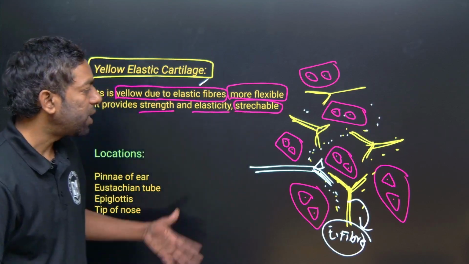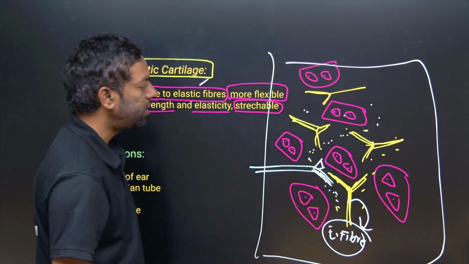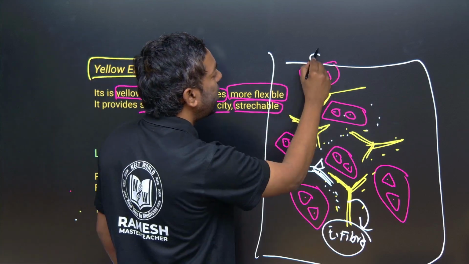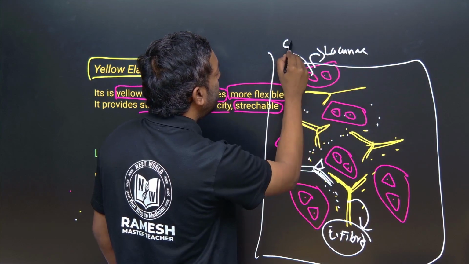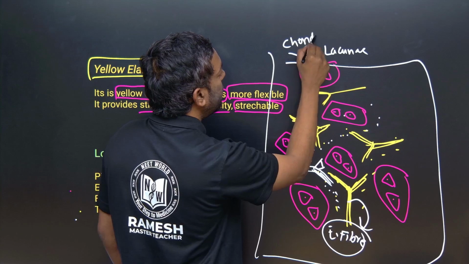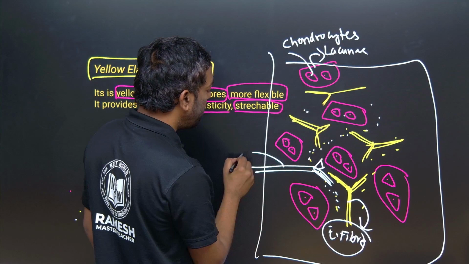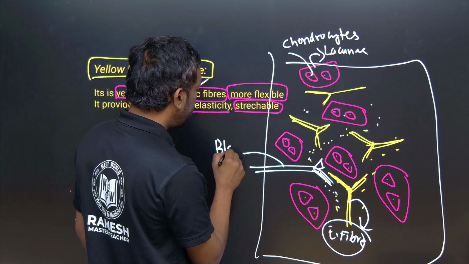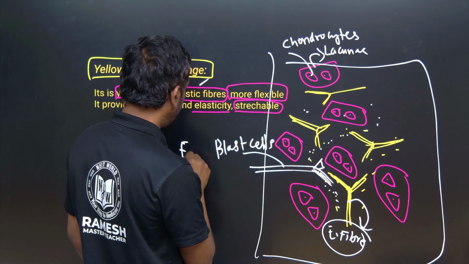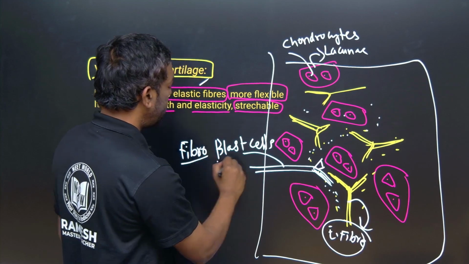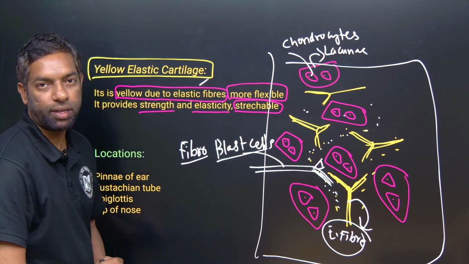Okay. The location is where? This is the yellow elastic cartilage tissue. This is the lacunae. These are the chondrocytes. These are the fibroblast cells. Okay, this is what the yellow elastic cartilage looks like.